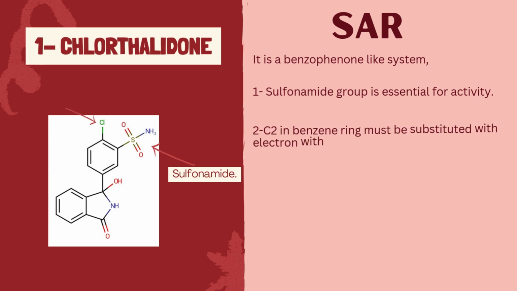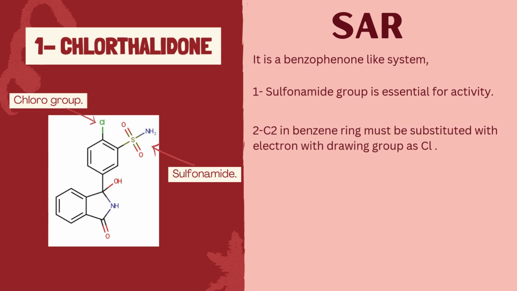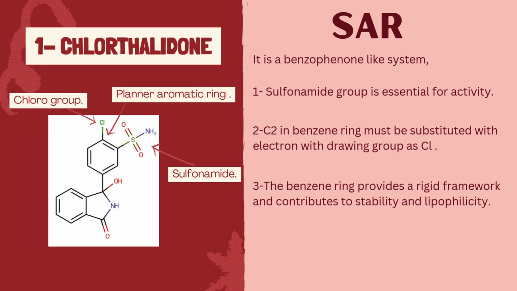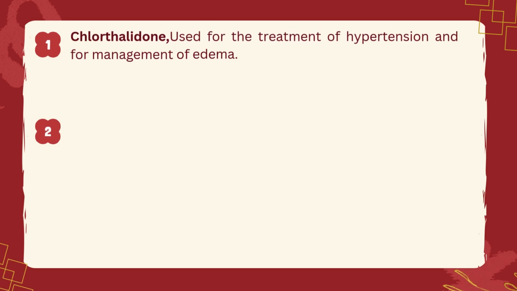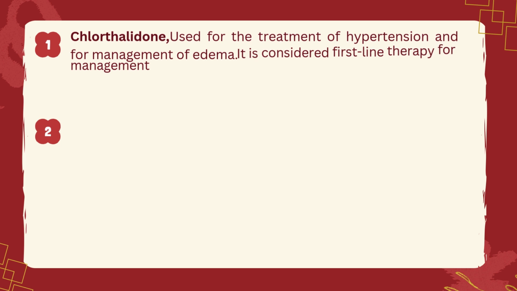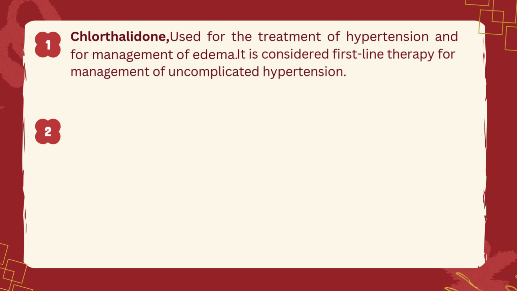Carbon number 2 in the benzene ring must be substituted with an electron withdrawing group such as a chloro group. The benzene ring is responsible for stability, and it enhances binding to target proteins. So chlorthalidone is a long-acting drug. So, when can we use it? Chlorthalidone is mainly used for treatment of hypertension. It's considered the first-line therapy for uncomplicated hypertension. It is also used for management of edema.